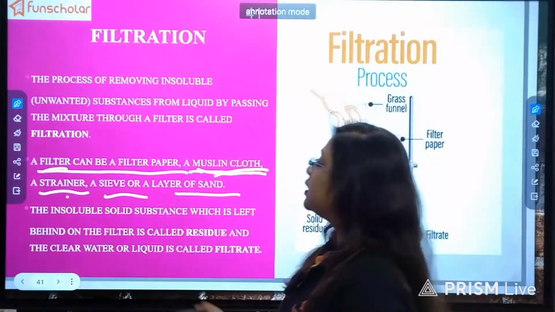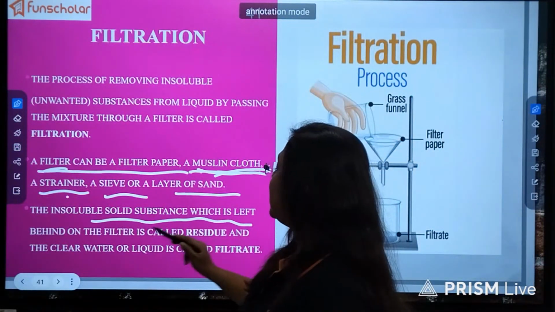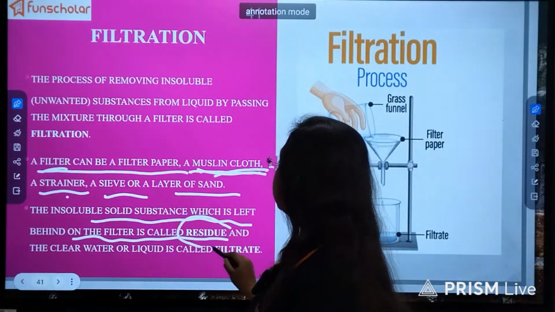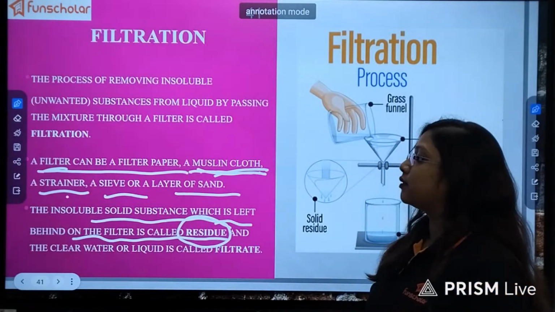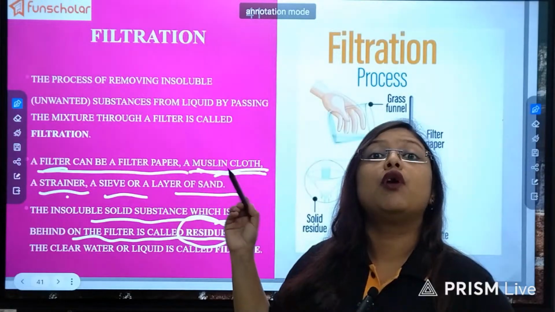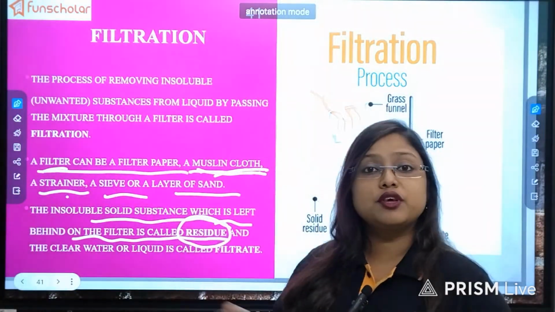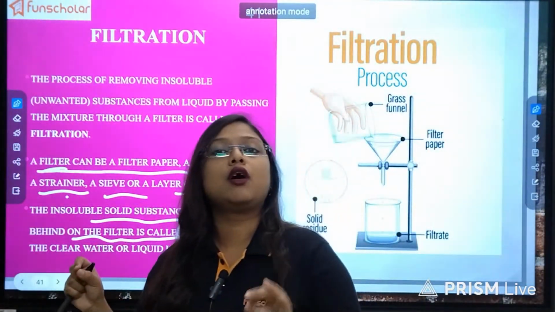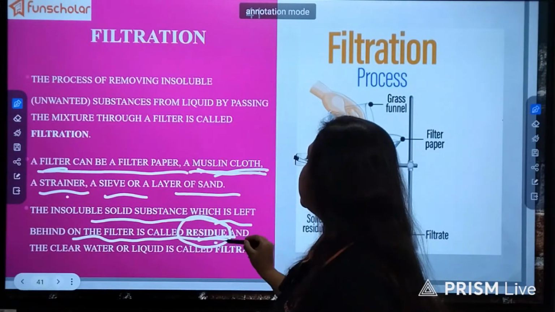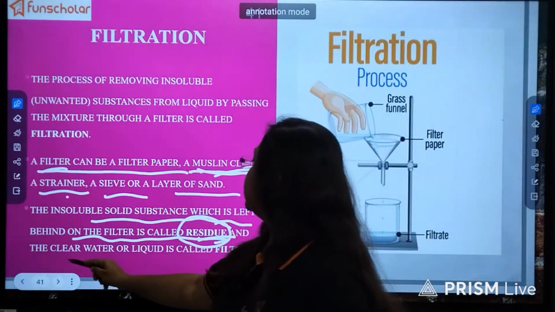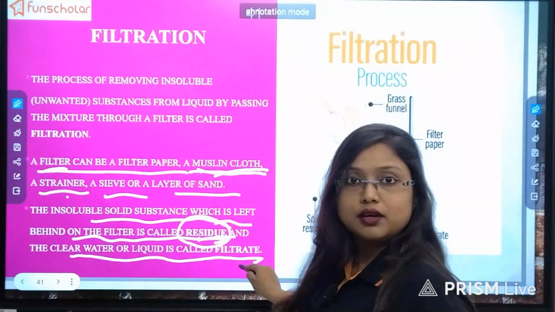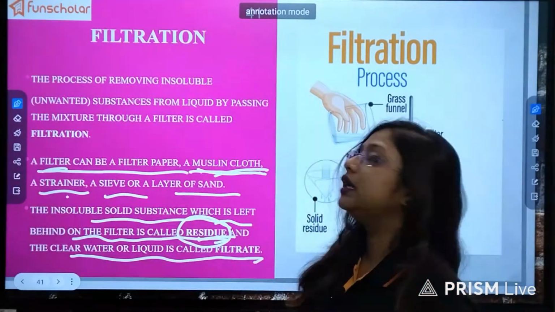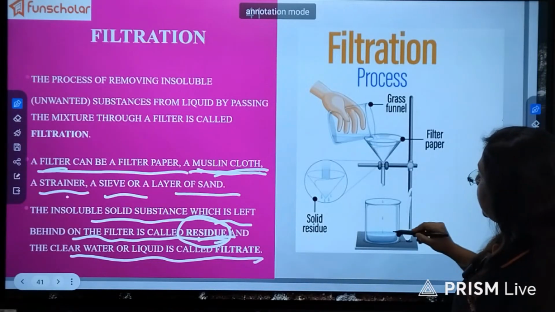Next, the insoluble substance which is left behind on the filter is called the residue. This is also a very important question: what do we call the substance left on the filter paper? You can get multiple choice questions, fill in the blanks, or short questions on this. This is called residue. And the clear water or liquid is called filtrate. Let's not mix up filter and filtrate. The thing we are getting from here, we call it filtrate.